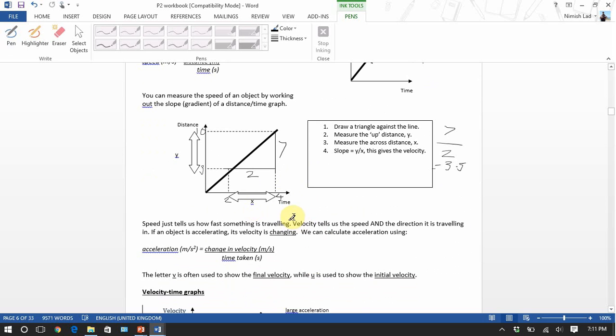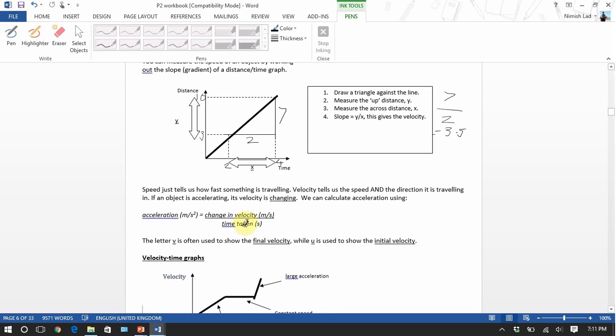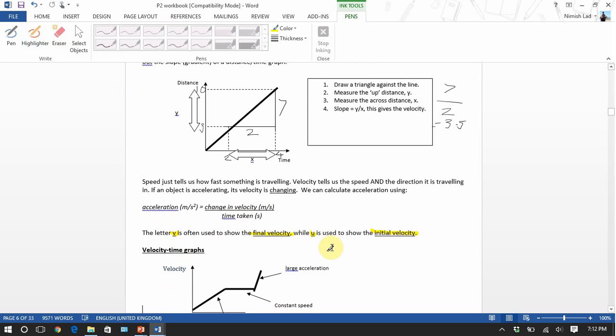If you want to know how much something's accelerating, we use the equation acceleration equals change in velocity divided by time. Quite often, they like to use the letters v and u, where v is how fast it's going at the end, the final velocity, and u is how fast it's going at the start.